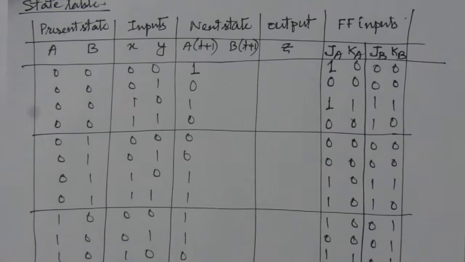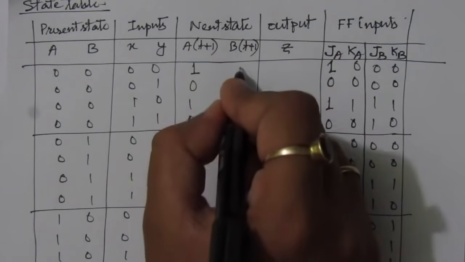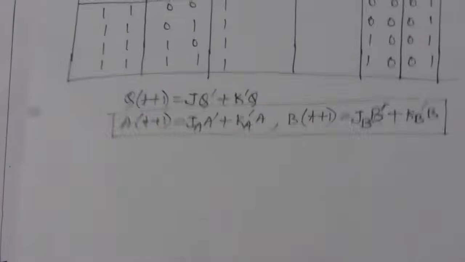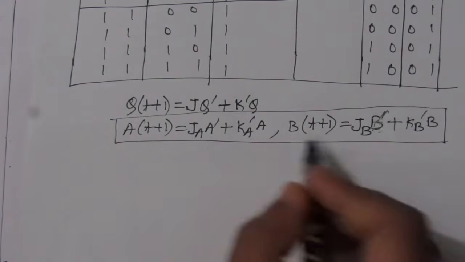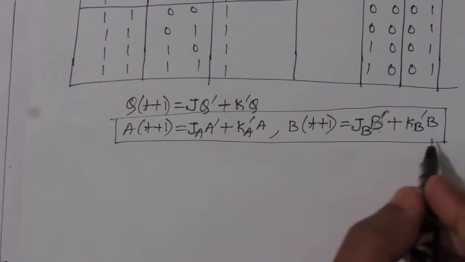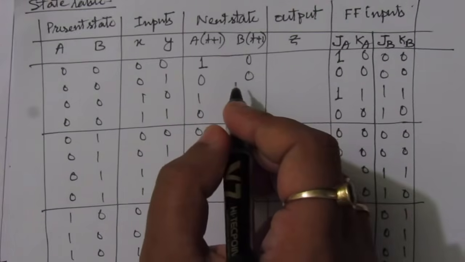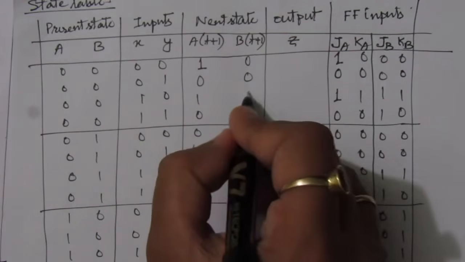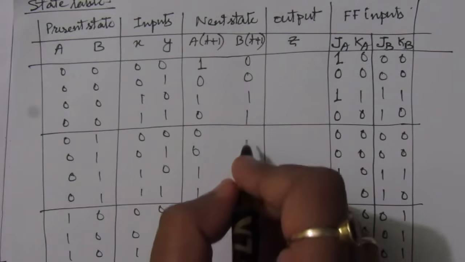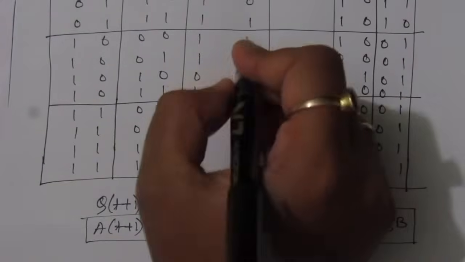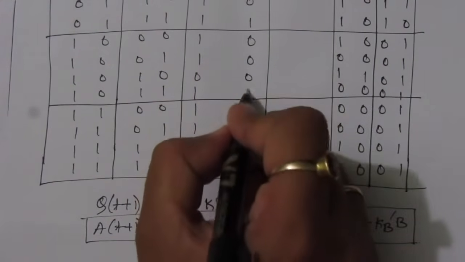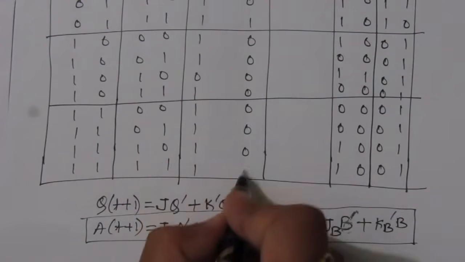Similarly, B of T plus 1 values are 0, 0. I have used these two equations for finding A of T plus 1, and for finding this B of T plus 1 we will use this equation. So we'll have B of T plus 1 values are 0, 1, 1. Then we'll have 1, 1, 0, 1. Next, all the other values will be 0, 0, 0, 0, 0, 0, 0, 0.